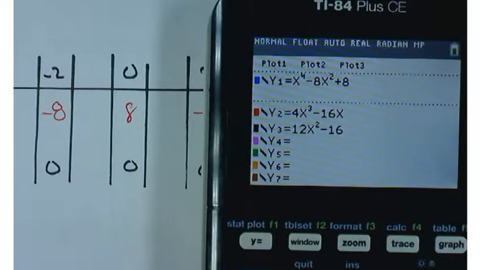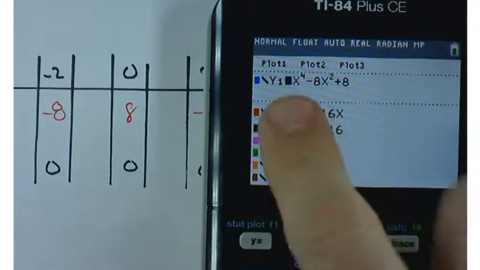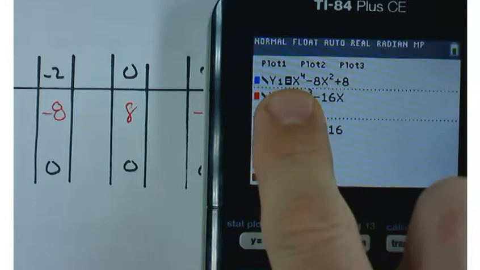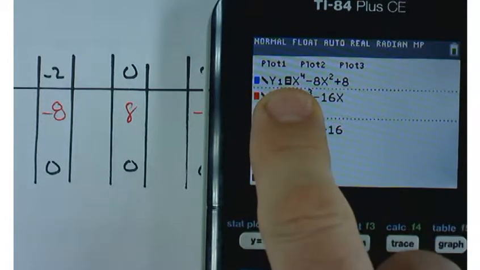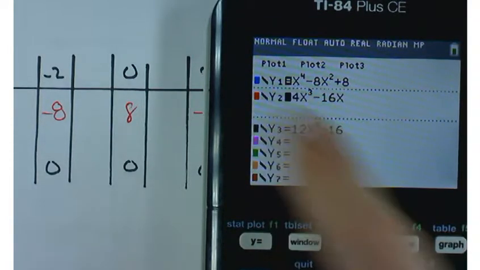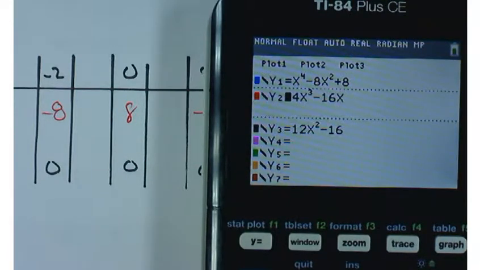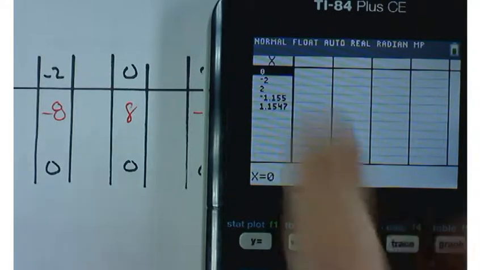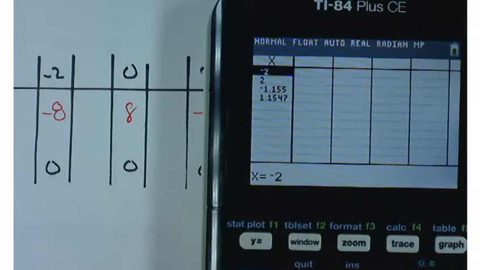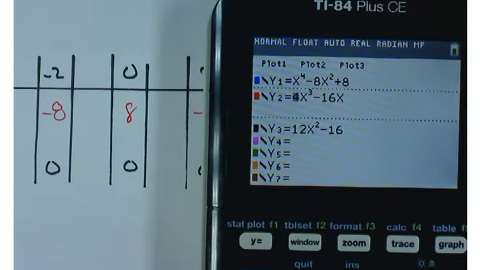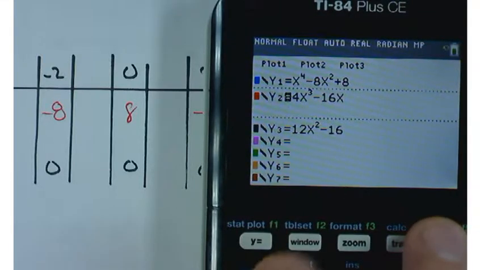So you take your cursor and you put it on the equal sign and you press enter. Now if the equal sign is emboldened like this, then it's turned on. If I do the reverse, then it's shut off. So now nothing will show up in my tables if I go to the tables. See, I don't get any y values. I just get the x values. So let me go back here and turn on the derivative. So I press that and go to the tables.